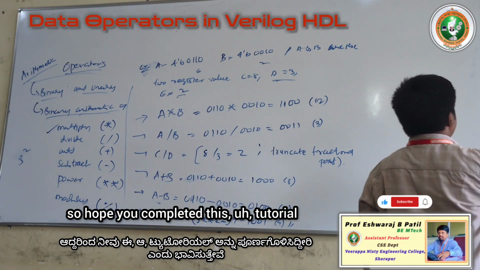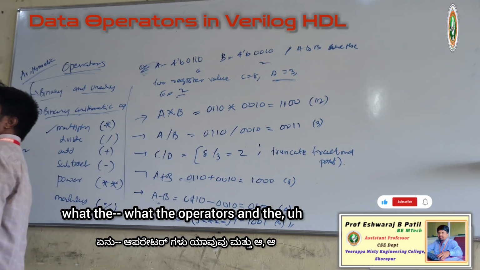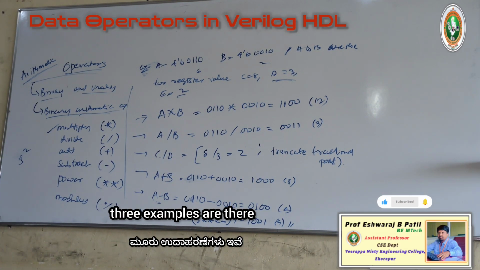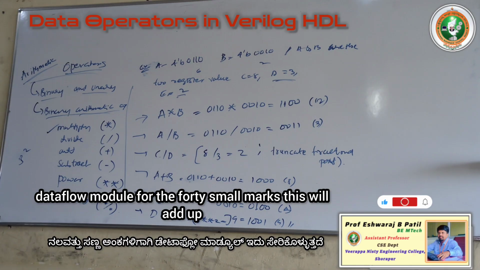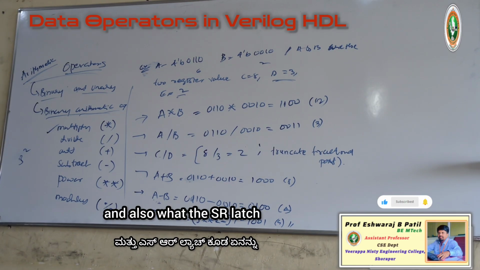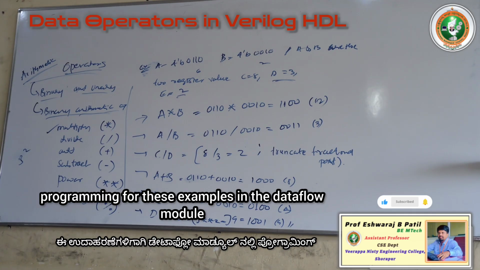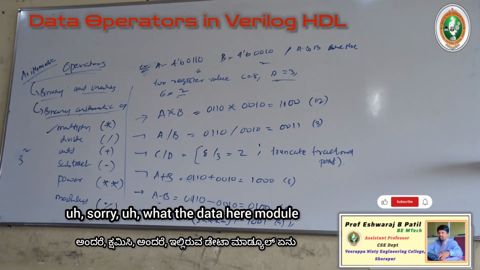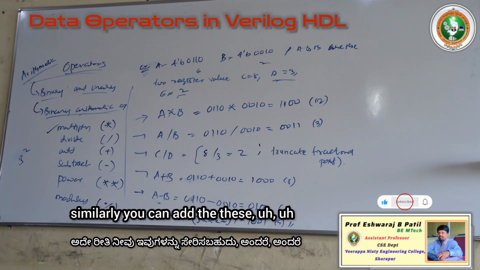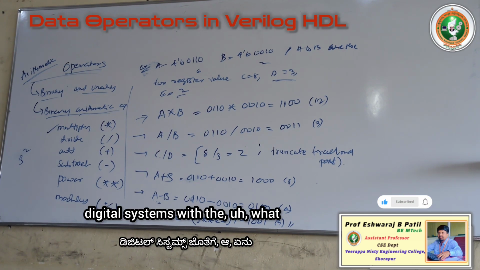Okay, so we will complete today's module. We have only the operators and three examples. The first is writing a program in the data flow model for the school ladder, and also for the SR latch. Whatever program we write for these examples in the data flow model, similarly we can write different types of digital systems in the data flow model also.